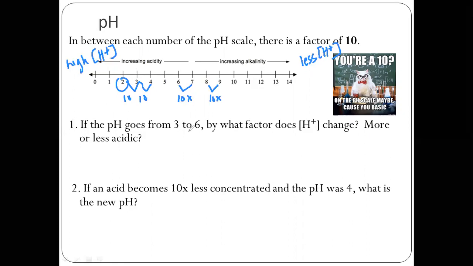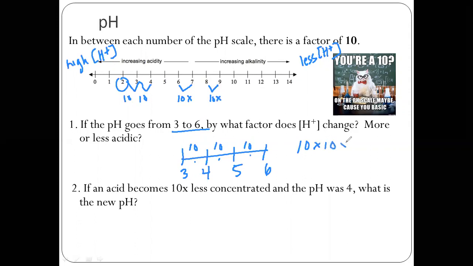Okay, if the pH goes from 3 to 6, so 3, 4, 5, 6, by what factor does H+ change? I'm going to do that part first. In between each number on the pH scale is a factor of 10. So all you need to do is count how many spaces, and it would be 10 times 10 times 10, 10 to the third, which is 1,000 times. Then, more or less acidic? Since I'm going up to 6, I look at the scale. It gets more acidic as you get lower, so it gets less acidic as you get higher.